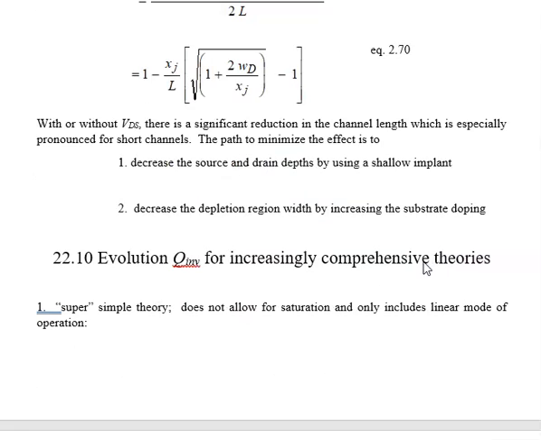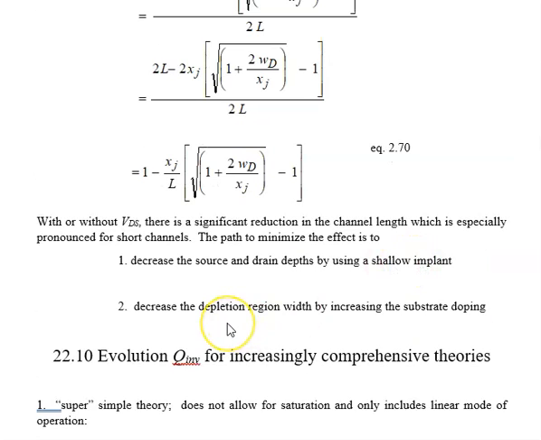And remember what we said for the M, or this business of M, we like to have the doping as low as possible. This overrides that. And this says we want to decrease the depletion region by increasing the substrate doping.